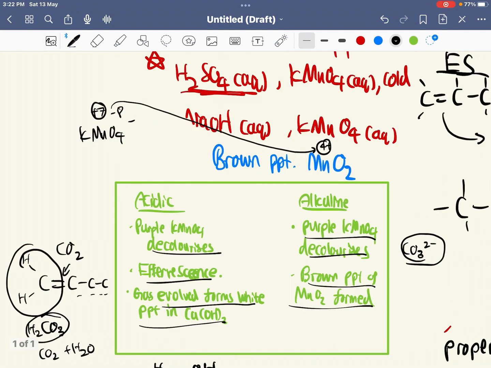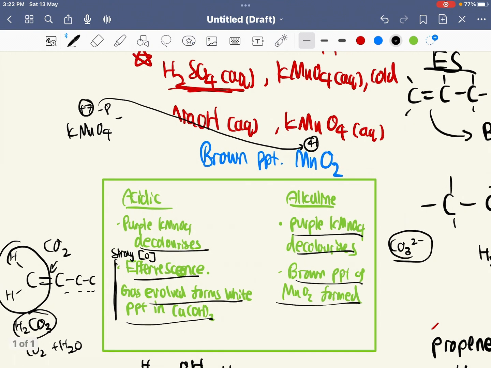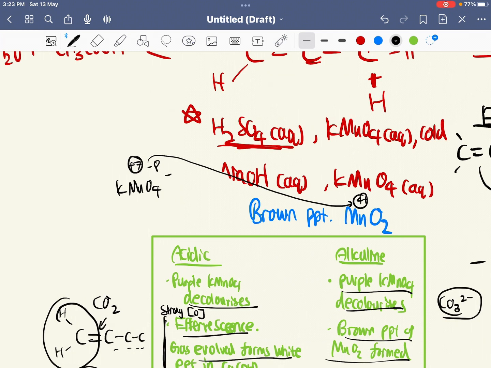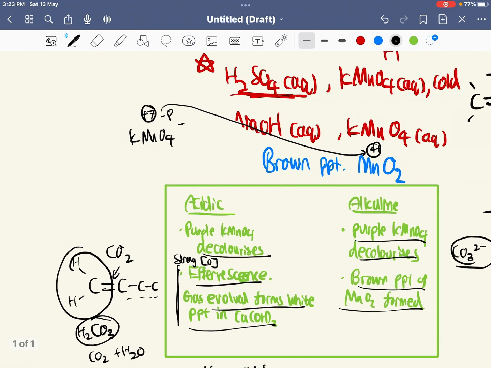Observations that we use when we do strong oxidation and mild oxidation as well. Just take note that effervescence is only for strong oxidation. Mild oxidation, we don't have that. For strong or mild oxidation in acidic medium, we're going to have our purple KMnO4 decolorize. Why? In KMnO4, manganese has an oxidation state of +7, and it's being reduced to +4 in MnO2. Since there's a reduction, the purple KMnO4 decolorizes.